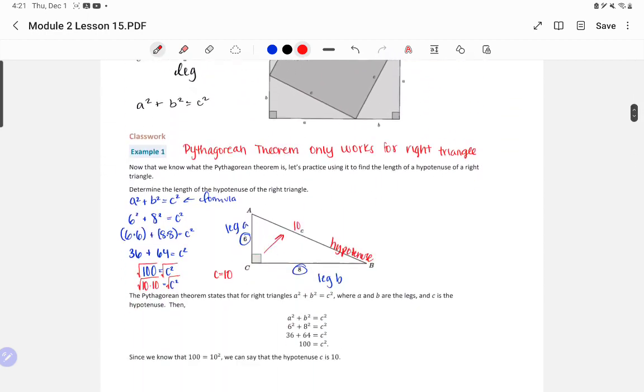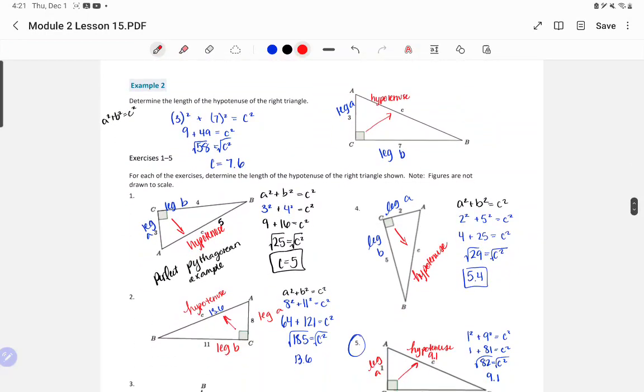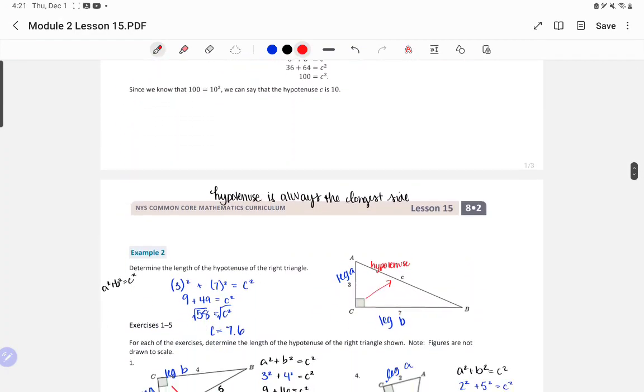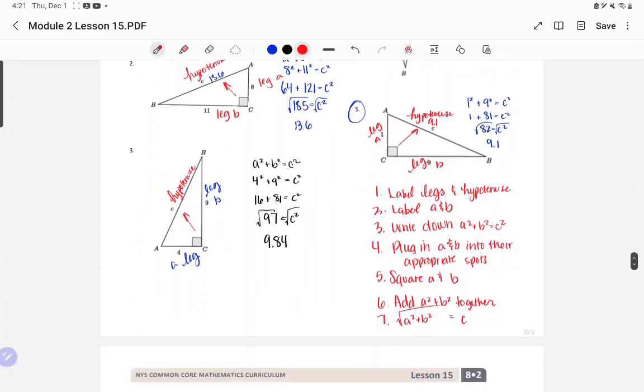I hope that this lesson was easy for you. And if not, feel free to send me any emails or questions that you have. But we'll be working with Pythagorean theorem all week. So if it didn't make sense to you today, hopefully it'll make sense to you next week.